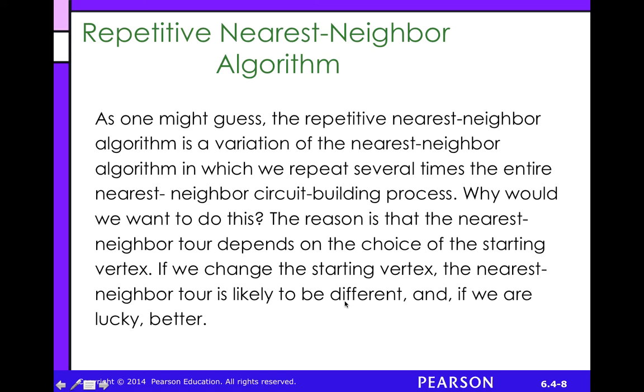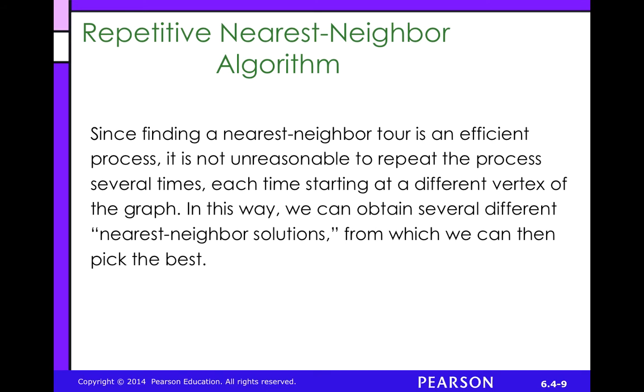So changing the starting vertex gives you a different path, but that path will still go through Earth. It will still go through home base. So you can always just consider Earth as your start vertex if you want to. The path won't change. So since finding a nearest neighbor tour is an efficient process, it's not unreasonable to repeat the process several times, each time starting at a different vertex of the graph. In this way, we can obtain several different nearest neighbor paths, and then we can pick the best one from those. And once we've picked the best one from those, we can always just consider that path as starting at whichever vertex we feel like.